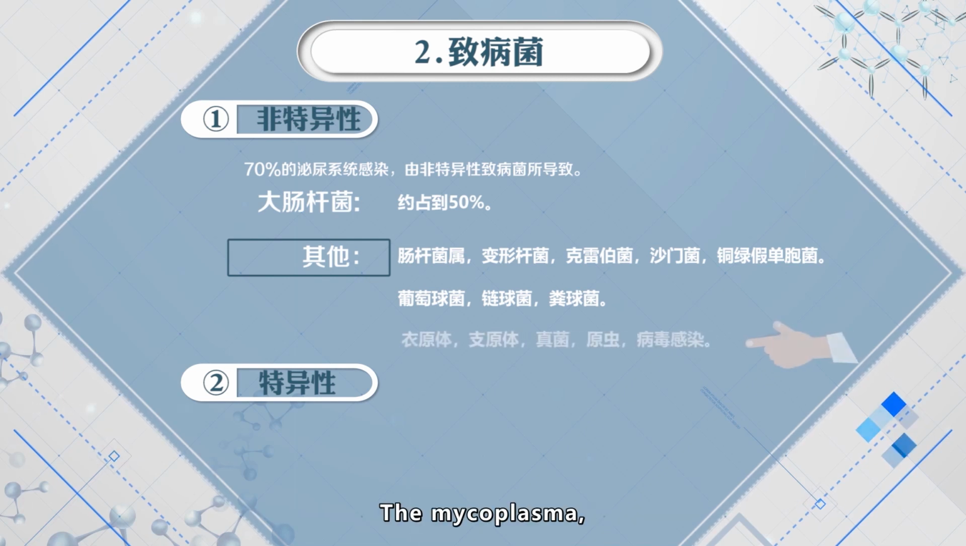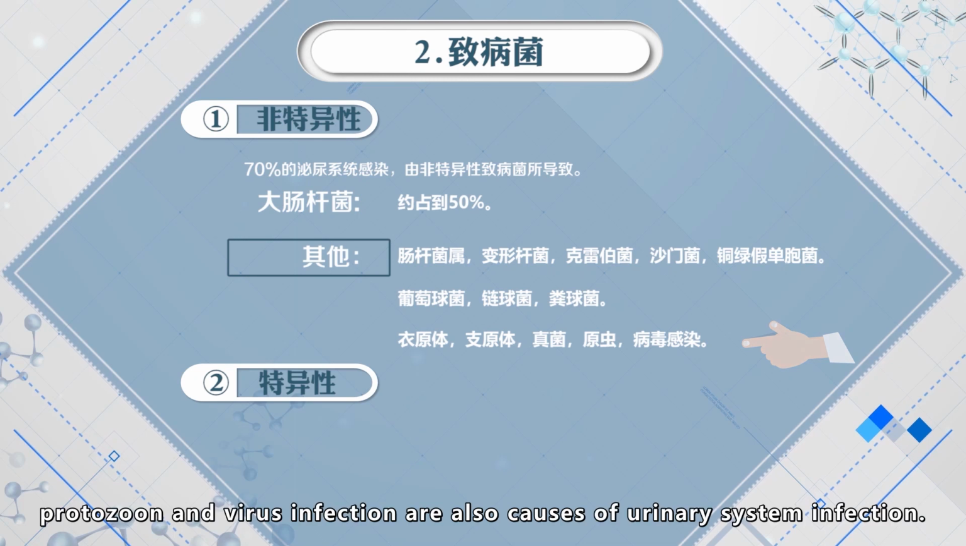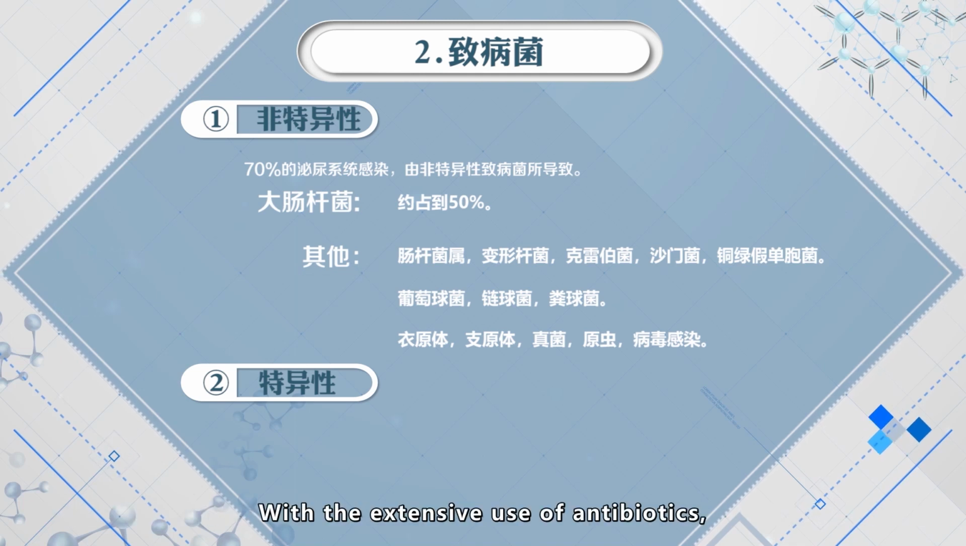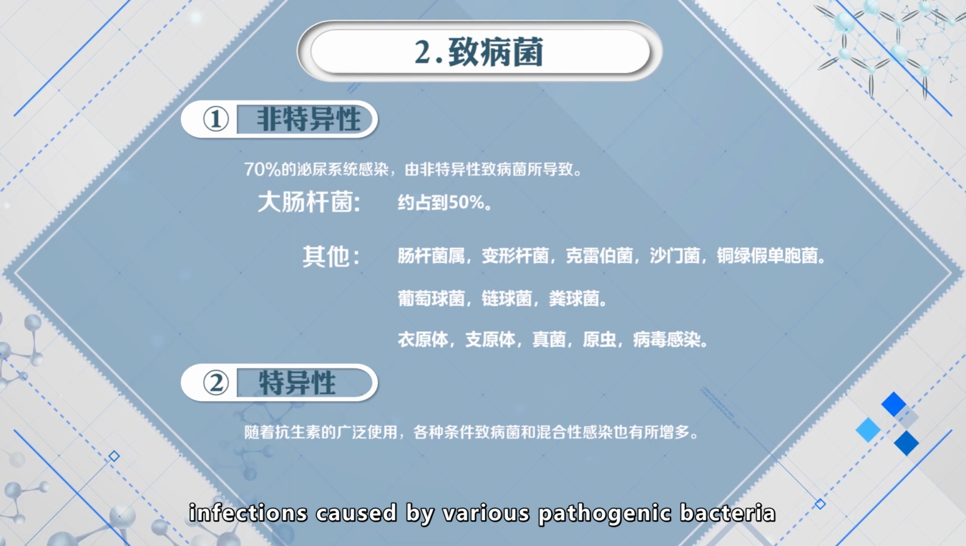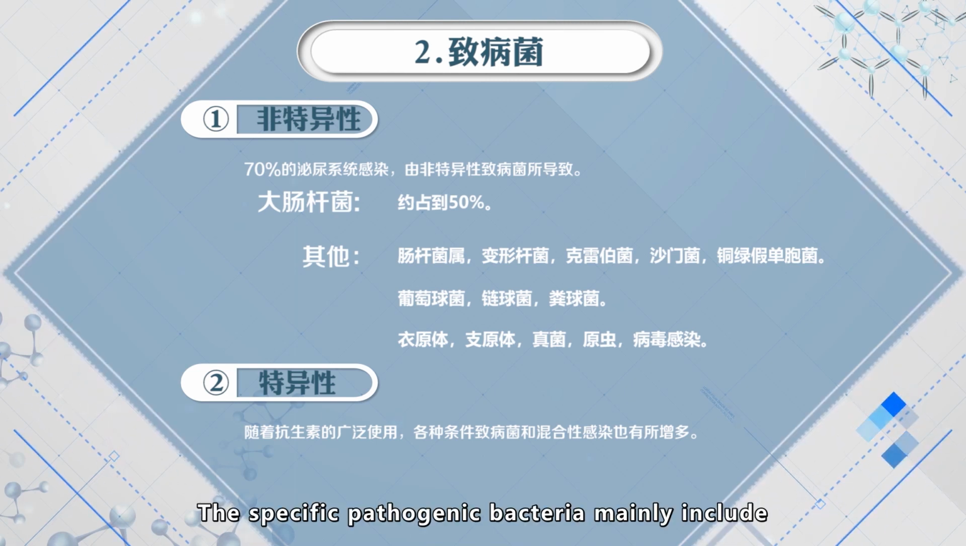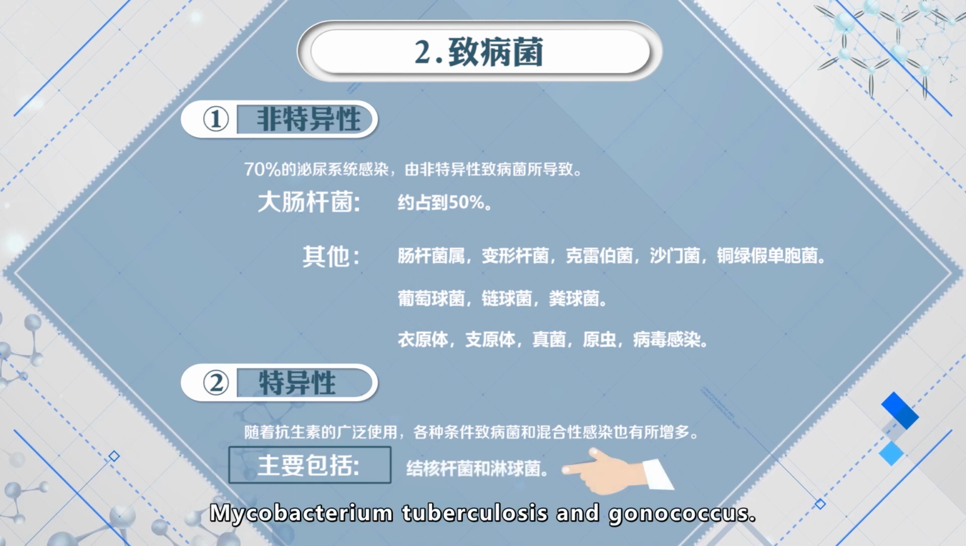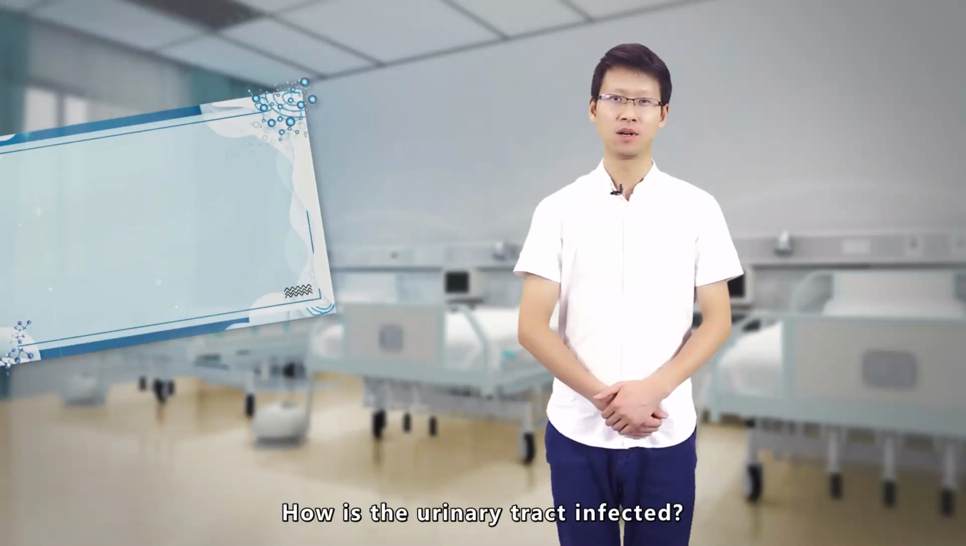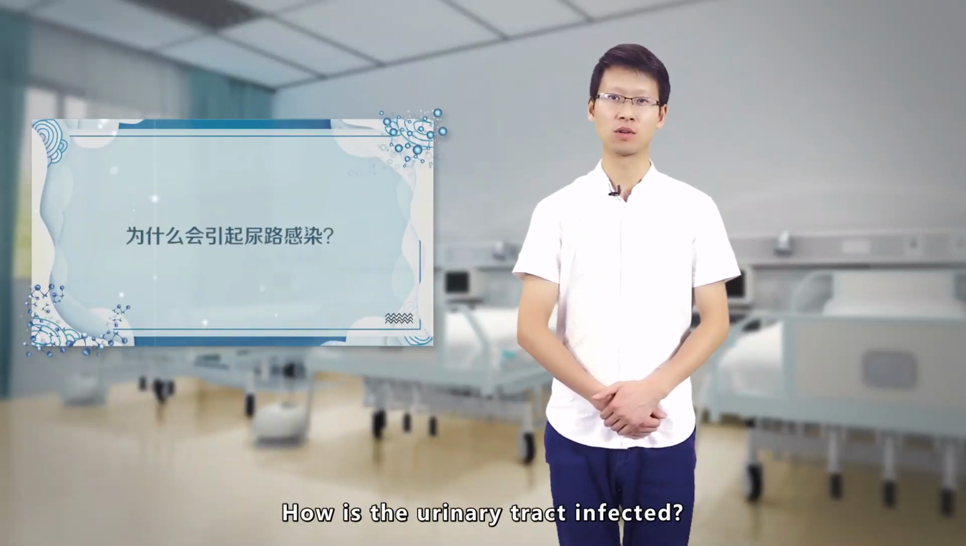The mycoplasma, chlamydia, fungus, protozoan, and virus infections are also causes of urinary system infection. With the extensive use of antibiotics, infections caused by various pathogenic bacteria and mixed infections have also increased. The specific pathogenic bacteria mainly include Mycobacterium tuberculosis and Gonococcus. How is the urinary tract infected?